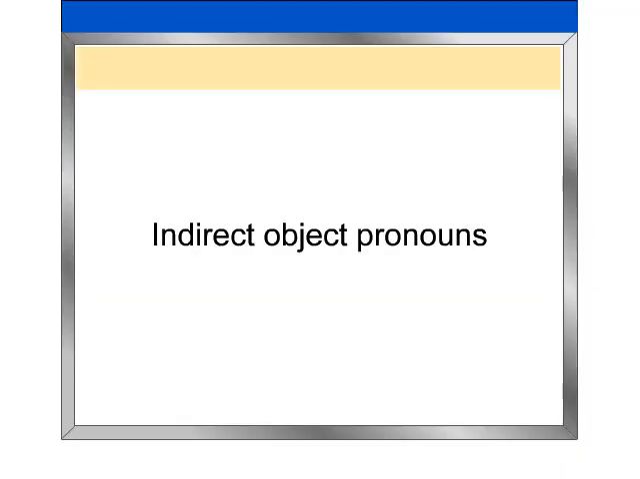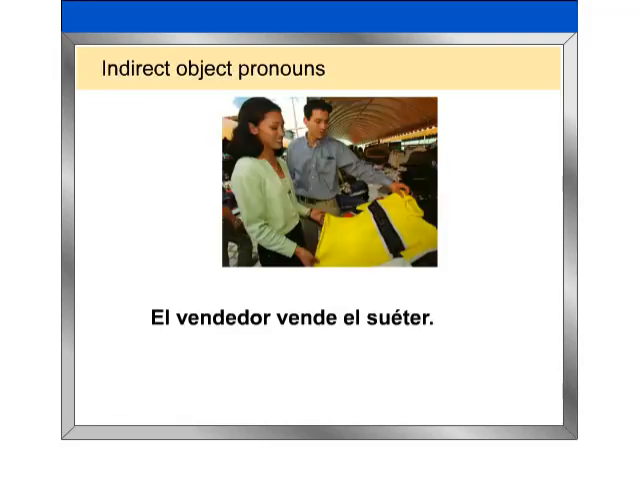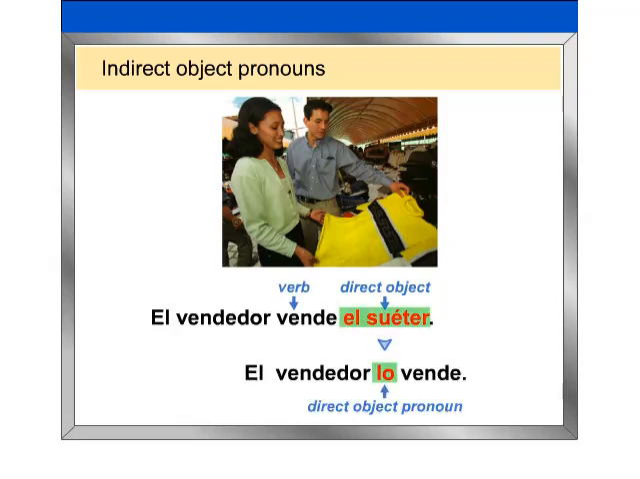Indirect object pronouns. A direct object is a noun or a pronoun that receives the action of the verb directly. For example, el vendedor vende el suéter. El vendedor lo vende. As you can see, the direct object answers the question, what is the salesman selling?